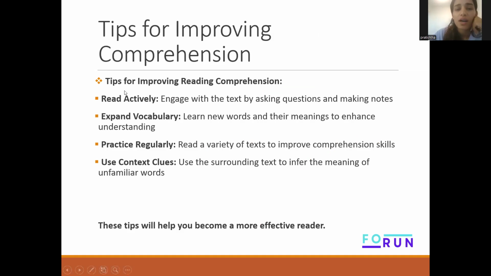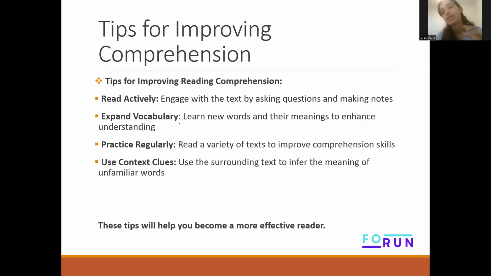Then before we move forward to some real-life examples, here are some tips. Read actively. Again, read actively. What does it mean that you need to read actively? It does not mean that you are running and reading, right? It means that you are taking down notes. You are actively engaged with the text. You are asking yourself questions.